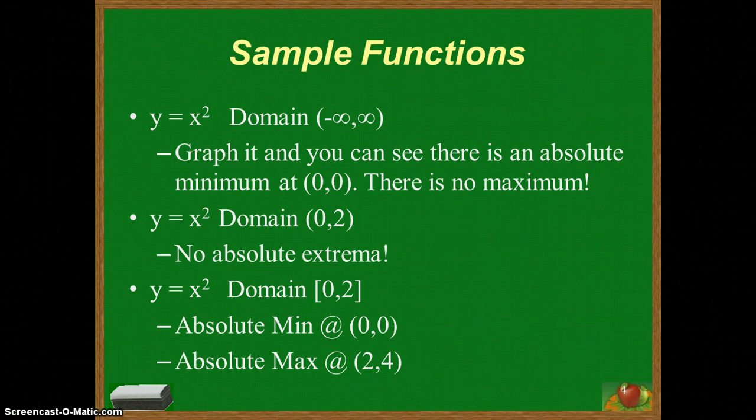However, with a small change, namely making the interval a closed interval, now we have an absolute minimum at (0, 0) and an absolute maximum at (2, 4), because now those endpoints are included and the function value at 0 would be 0 and the function value at 2 would be 4. Okay? And they would be absolute extrema.